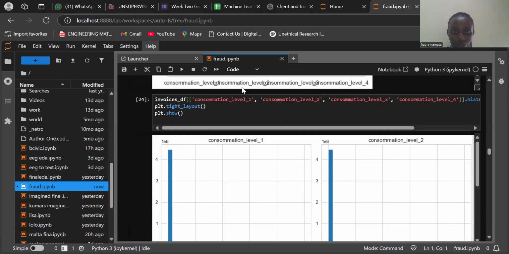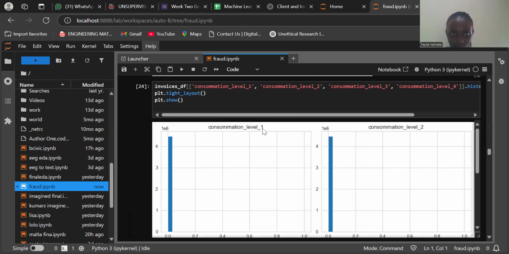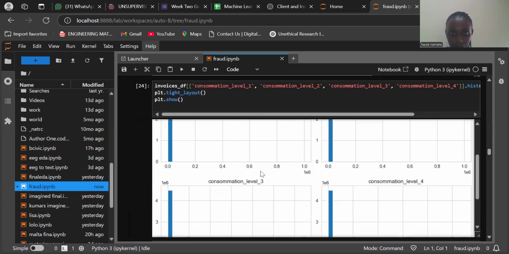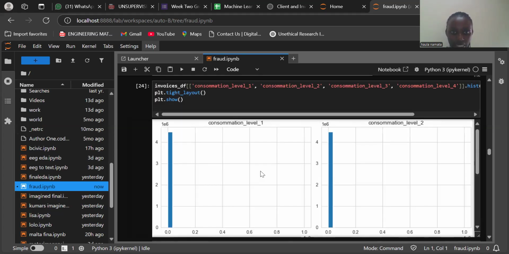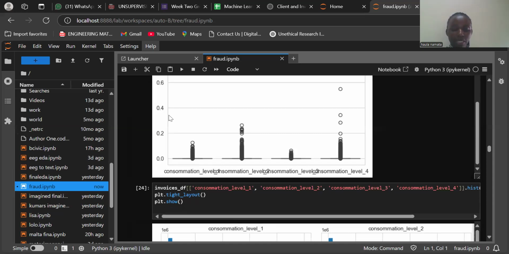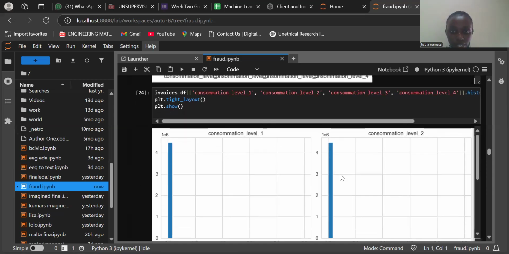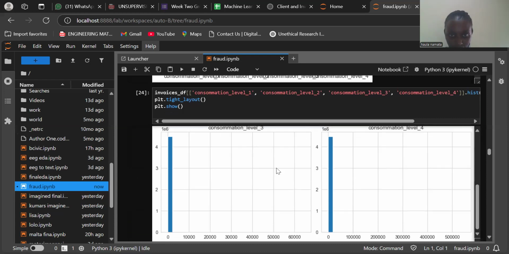From this data, we're also able to do histogram plots for the different consumption levels, and it is the same interpretation as for the box plot. There's a low consumption, and a fairly high consumption in level 4.